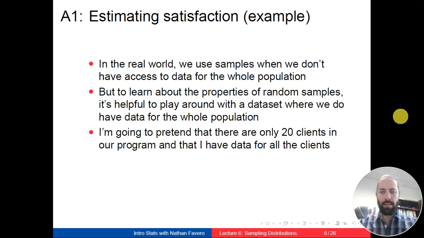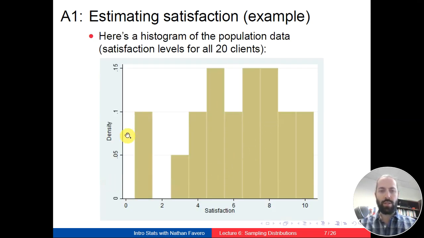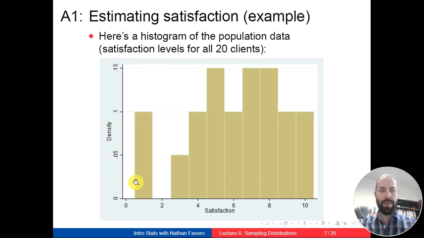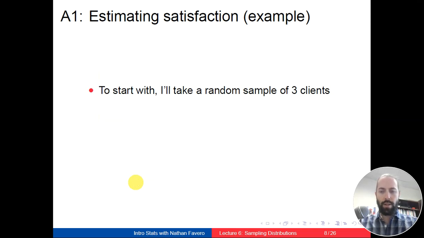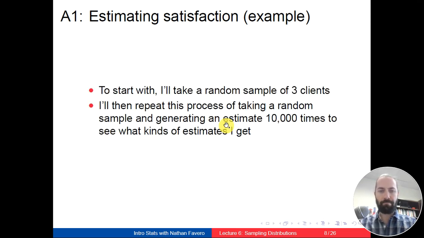I'm going to pretend that my full population only has 20 clients and that I have data on all the clients. And I'm going to use some data that I made up where the true population mean is 6.15. This is what the distribution looks like for that full population of 20 clients. Again, I just made up this data, but the population mean is 6.15. And I want to do some simulations, see what it looks like if I take a random sample of 3 clients from this distribution of 20 clients.